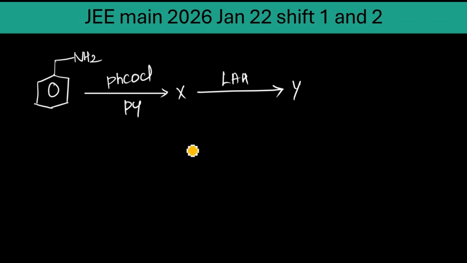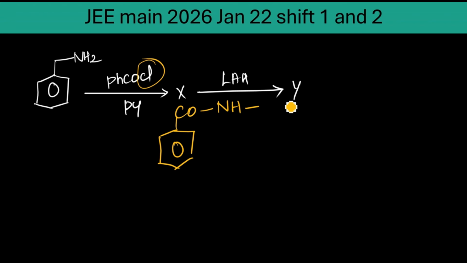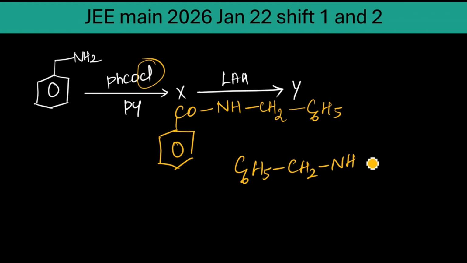Then this one, PhCOCl, what will it do? In the presence of pyridine, it will give you CO. So this will take up the hydrogen and the remaining I'll be having NH, CH2, C6H5, with lithium aluminum hydride, it gives Y. So the C double bond O will become CH2, which is C6H5 CH2 NH CH2 C6H5. That's your answer. This part will get reduced over there.